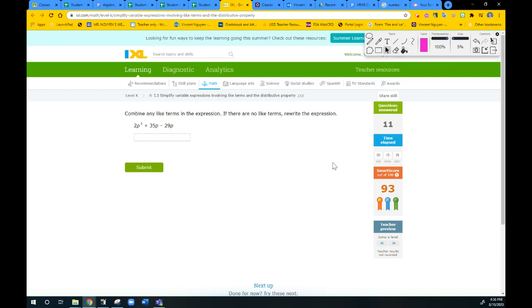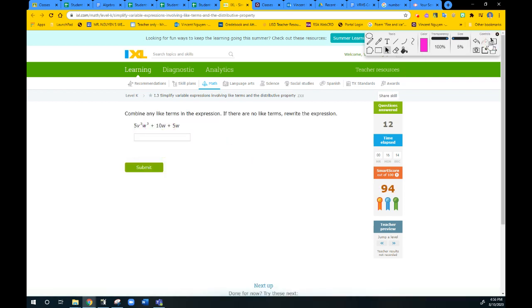Awesome. All right, this one, okay, the only thing I can combine is these right here, because this has a p to the third power. They're not like terms. So that one is going to stay the same. 2p cubed, or third power, stays the same. Get down. So what is 35 positive take away 29? Isn't that like 6? Right? So positive 6p.